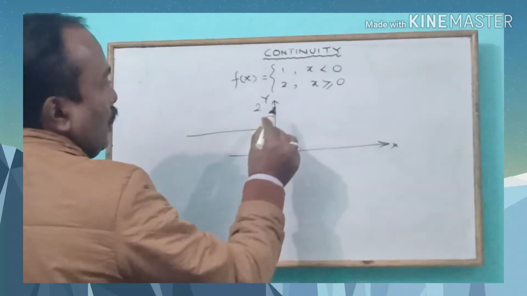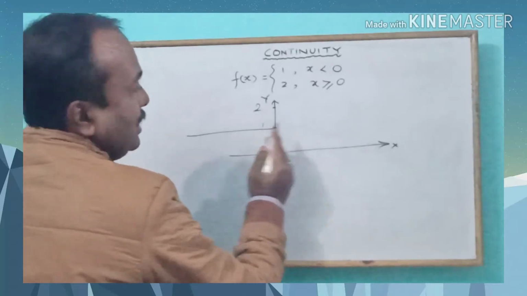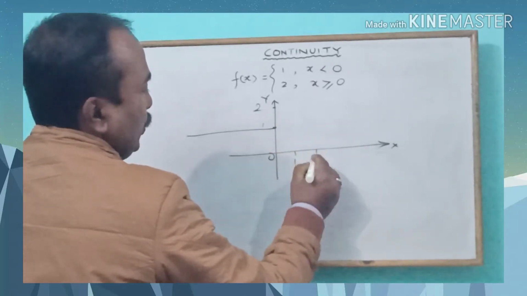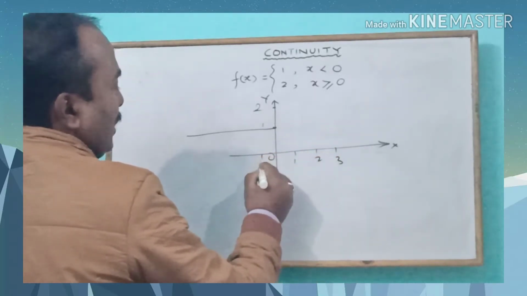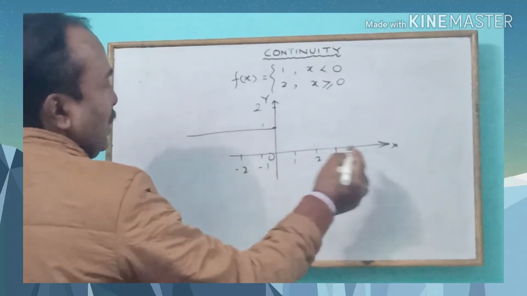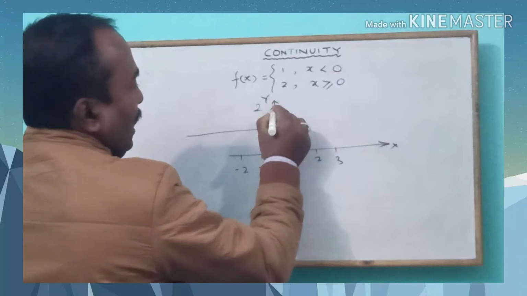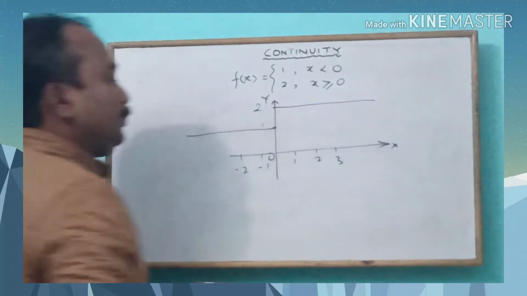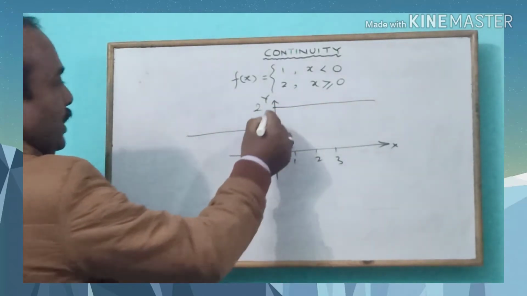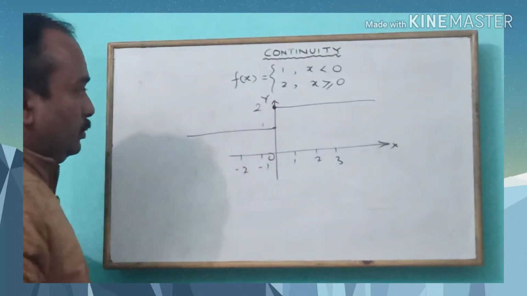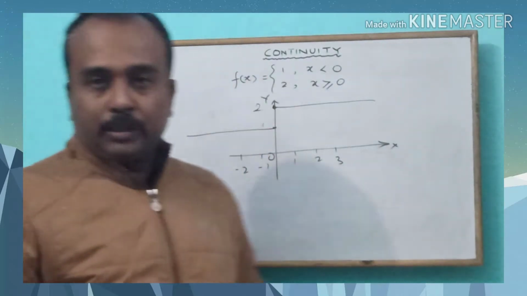And when the values of x are greater than 0, this side, that means this side 1, 2, 3, this side it is -1, -2 and so on. So when the values are more than 0, the values are 2. And at 0 also it is 2. Now this is the graph of this function.